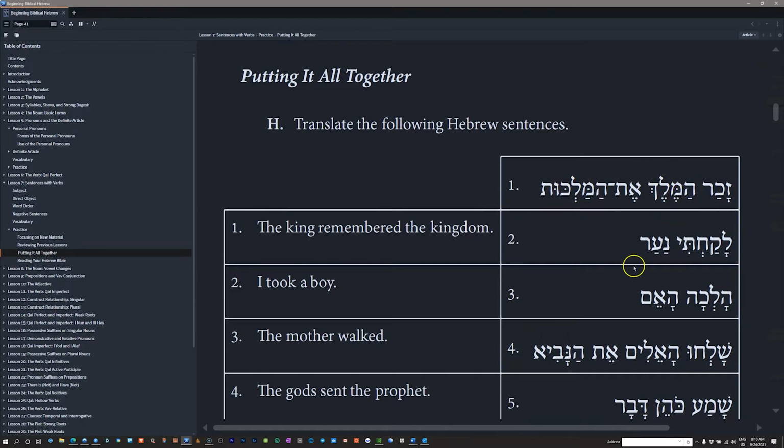And let's say there is no subject. Let's look at number 2. Lachakti na'ar. There is no subject here in Hebrew. But when we translate into English, English requires a subject.